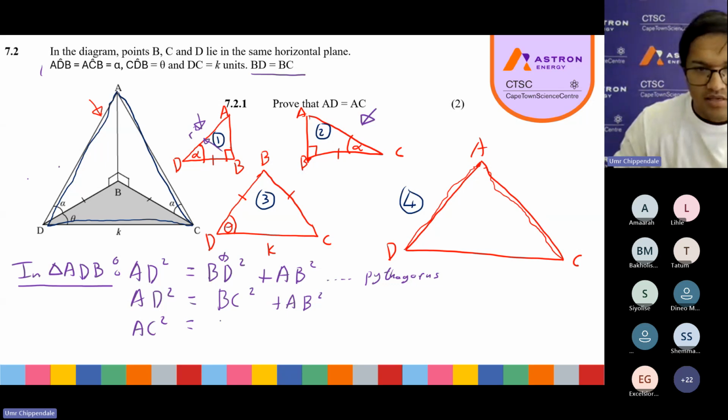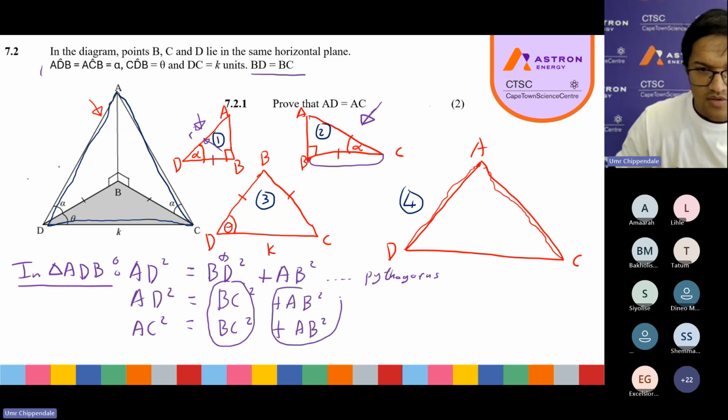Okay, that is going to be BC squared. Because remember, we're dealing with this triangle now, this one over here. So this is our one side that we have. So that's BC squared plus our AB squared. And now we see these two are the same, and these two are the exact same as the angles that we have over here.